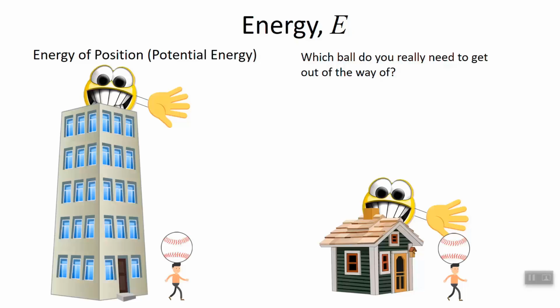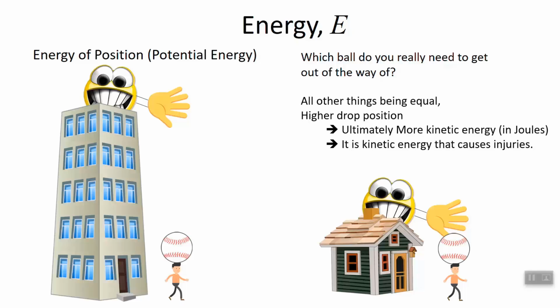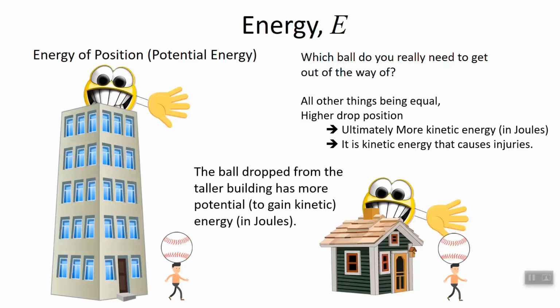The ball that's dropped from the tall building also has more kinetic energy when it hits the head. So if you have a higher drop position, you're going to have more kinetic energy when it hits the head. And kinetic energy, just like work, is measured in joules. And by the way, in events that involve violence, like traffic accidents, kickboxing matches, Mortal Kombat, it's kinetic energy that causes injuries.